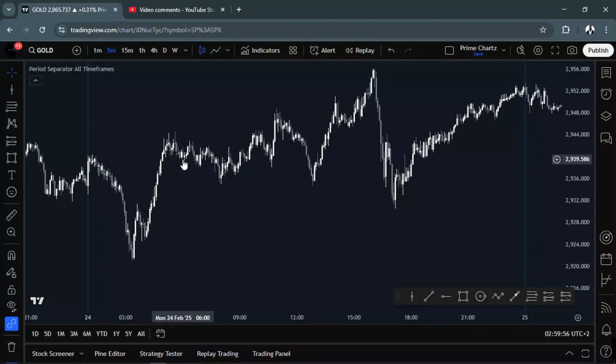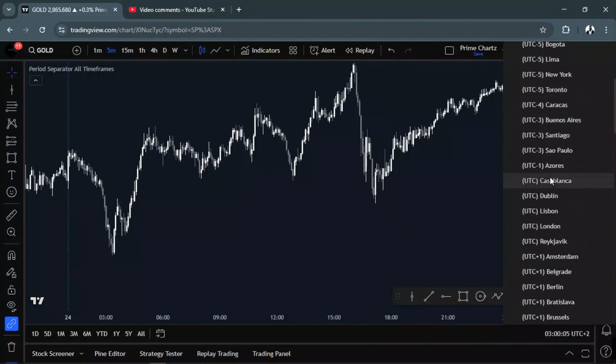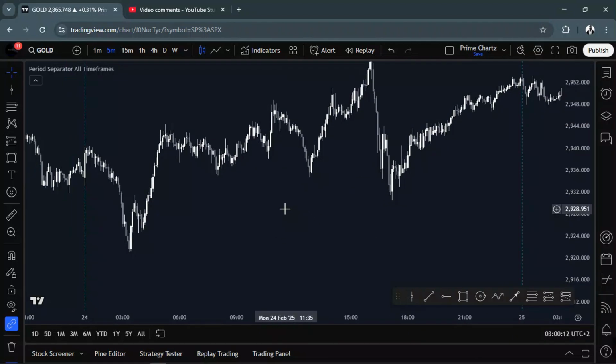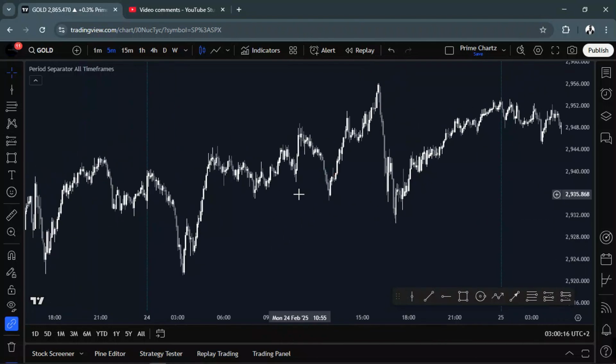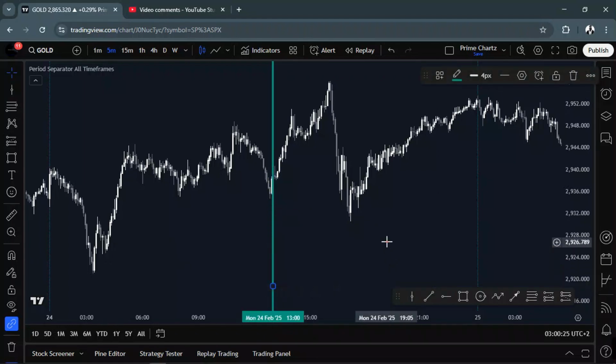So the first thing that we need to do is to scale down to 5 minutes time frame. And another thing, you need to make sure that your time zone is UTC plus 2, right? So now, without any further waste of time, let's get into the video, right? So the first thing that we need to do is to have a vertical line at exactly 1 o'clock.